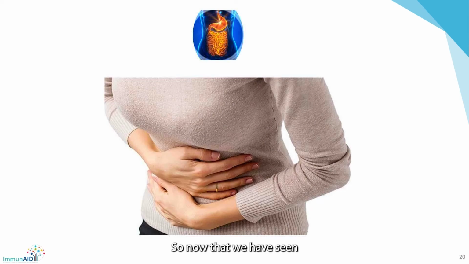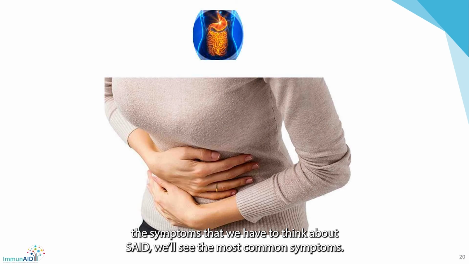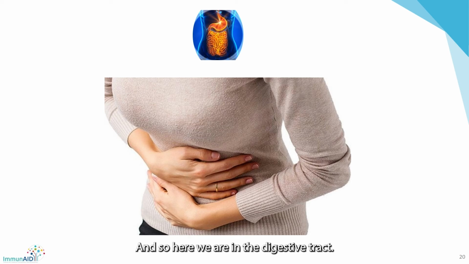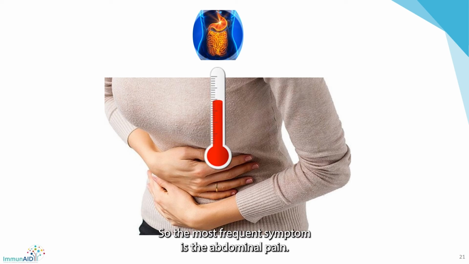So now that we have seen the symptoms that we have to think about SAID, we will see the most common symptoms. On the left, at each clamp, you will see the organ. And here we are in the digestive tract. The most frequent symptom is abdominal pain.